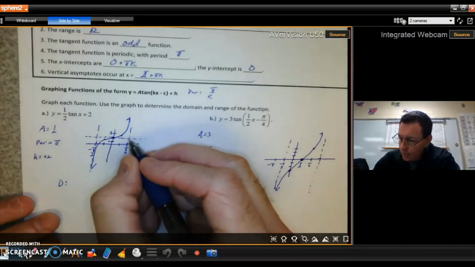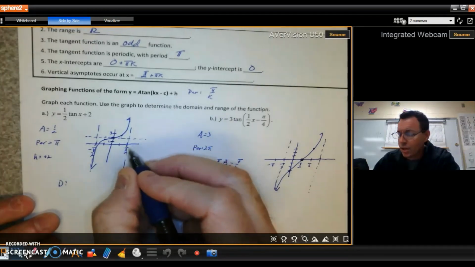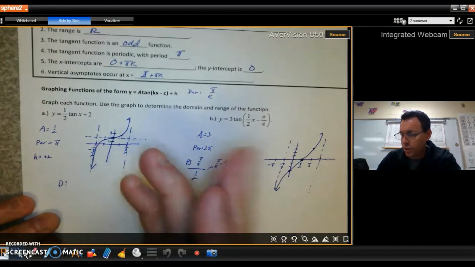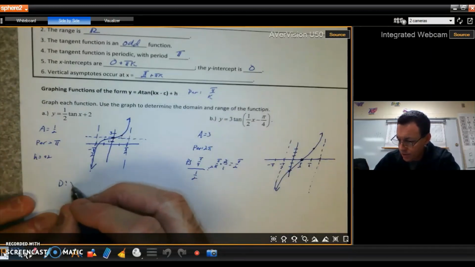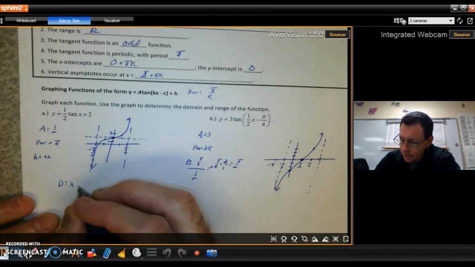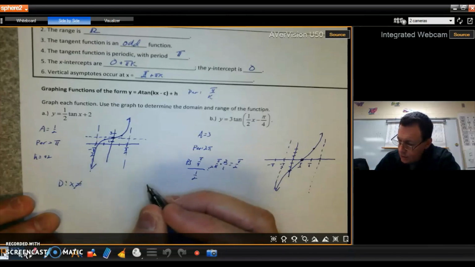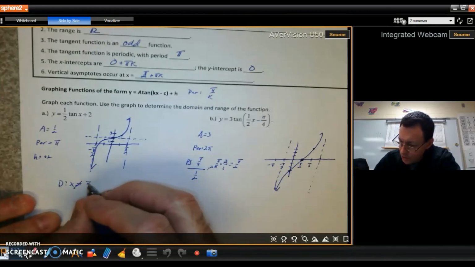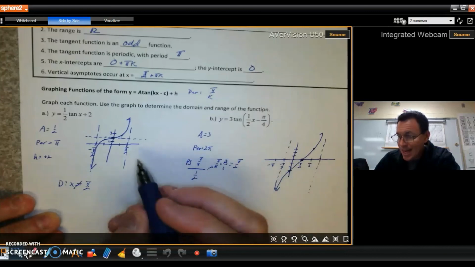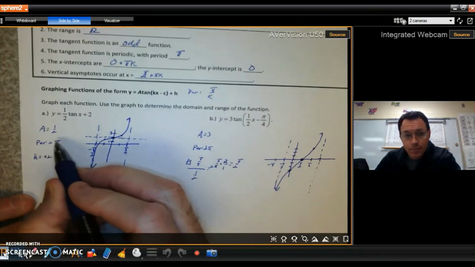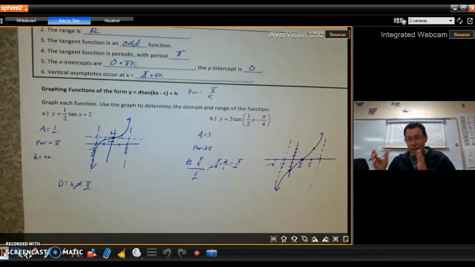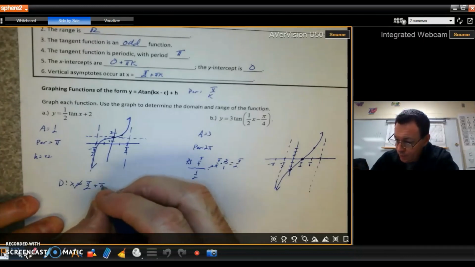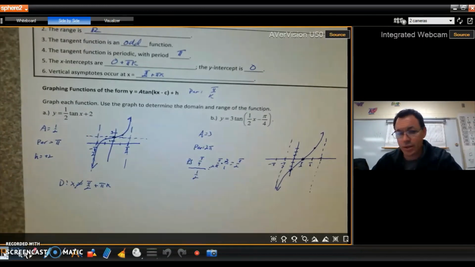So we have a domain restriction at pi over 2. If you want to start at negative pi over 2, if you want to read from left to right, you knock yourself out. It's all the x's that do not equal pi over 2. And then your period, that's the length between your asymptotes. So every multiple of pi from there, you're going to land on another one.